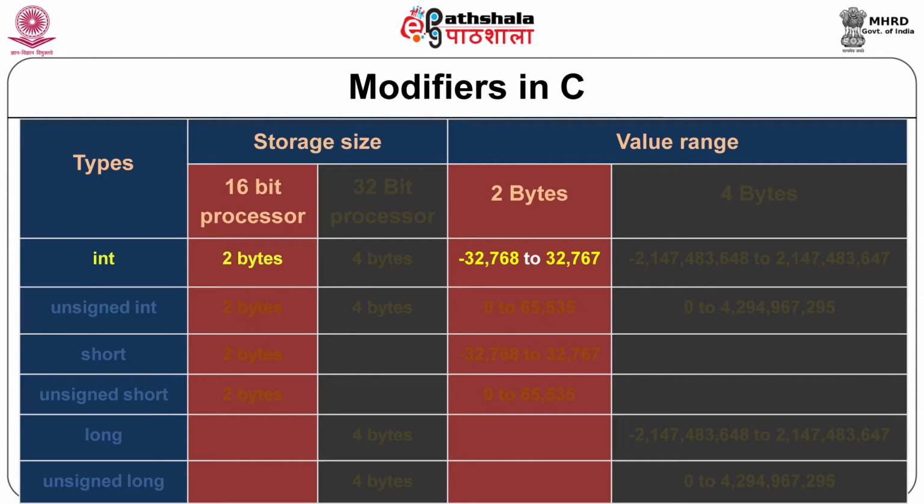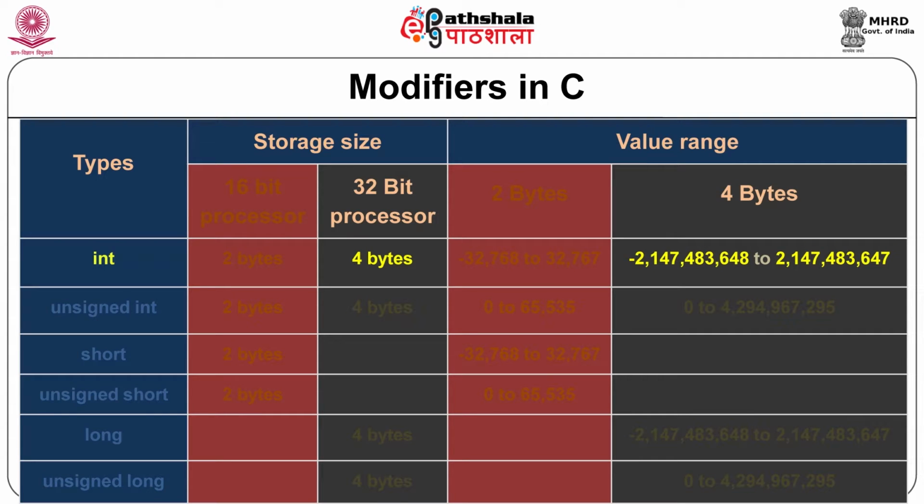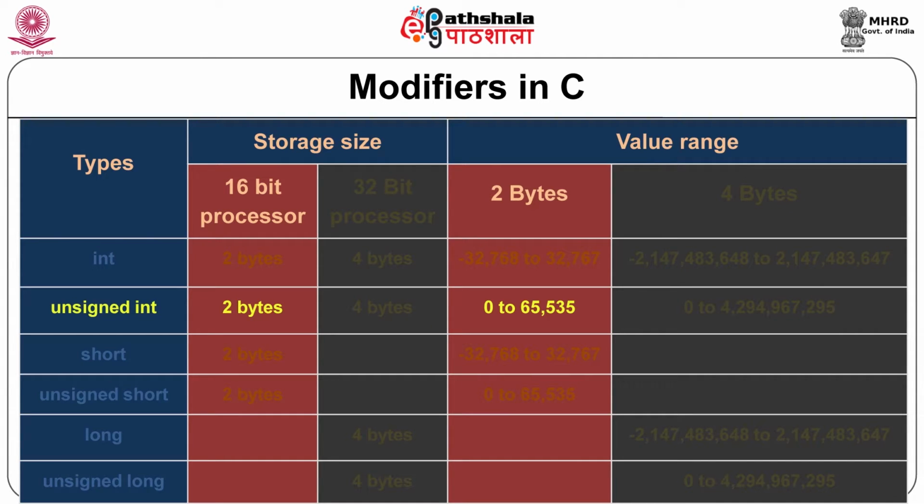Then modifiers in C. If we are using a 16-bit processor, 2 byte, that is 16 bits of memory, will be allocated for the integer data type. Likewise, 4 byte, 32 bits of memory, for a 32-bit processor. In this tabular form of modifiers in C, we can see different data types, their storage size and value range. For the integer data type, storage for a 16-bit processor is 2 byte.